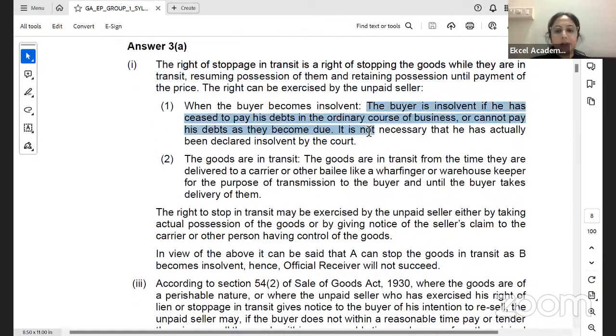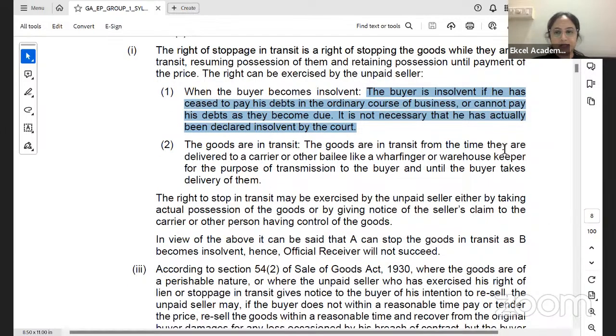When the buyer becomes insolvent, the buyer is insolvent if he has ceased to pay his debts in the ordinary course of business or he cannot pay his debts as they become due. This is what is important. It's not necessary that he is actually declared insolvent by the court. Whether he is declared insolvent by the court or not, our Sale of Goods Act will consider the person insolvent if we get correct information that he is not in a position to pay the debts. If he is not in a good position financially, not in a position to repay, that itself is sufficient for the application of the right of stoppage in transit. We don't need any official declaration of insolvency by the court. If we just come to know that the person is not in a position to repay the debts, that itself is sufficient. That's what you have to mention.